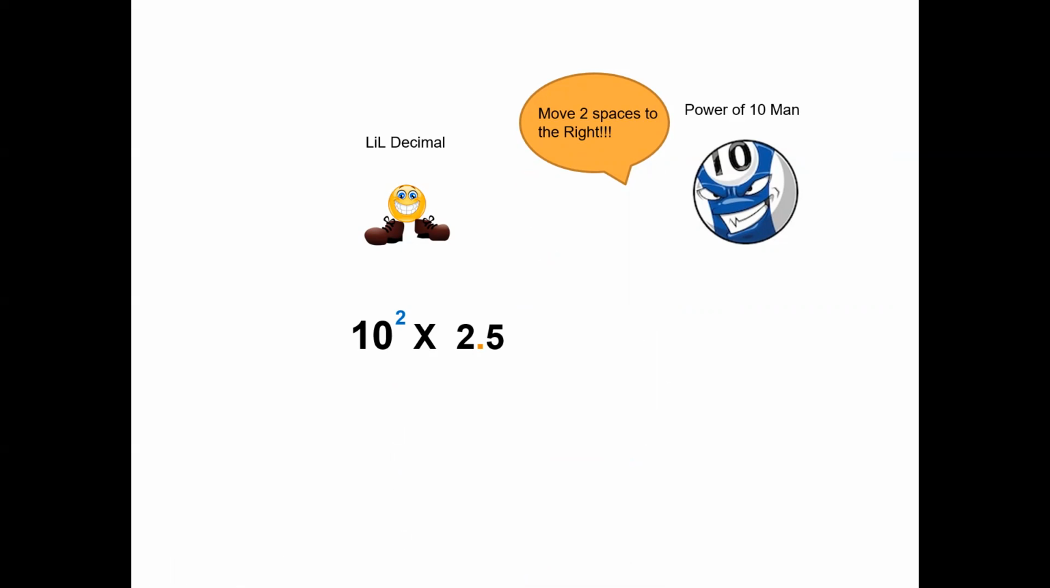So in this case, Power of 10 Man is telling Little Decimal to move 2 places to the right, okay? And we know that because right here is showing how many times he wants Little Decimal to move. So Little Decimal's like, okay. So he shrinks himself down into this number here, 2 5/10, and he jumps 1 place and 2 places, all right? The value of this number is powered up, okay, because we multiply. The value increases when we multiply by a power of 10.